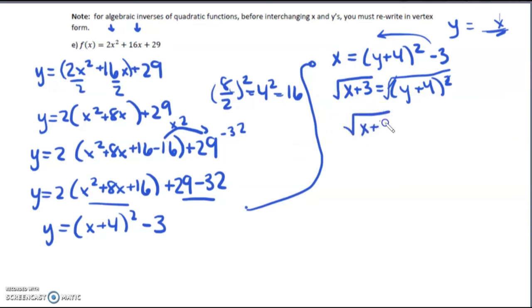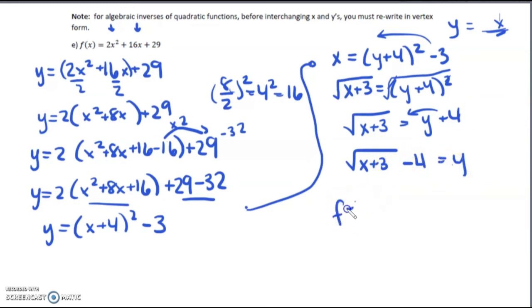Okay, so now we have root of x plus 3 equals y plus 4. Bring over that 4, and it becomes negative 4. And then that y is isolated. So now we can sub back in the f of x, that function notation, for that y. So we get f inverse at x equals root of x plus 3 and then minus 4. Okay, and then don't forget the plus minus.